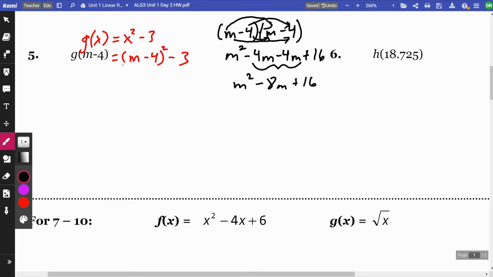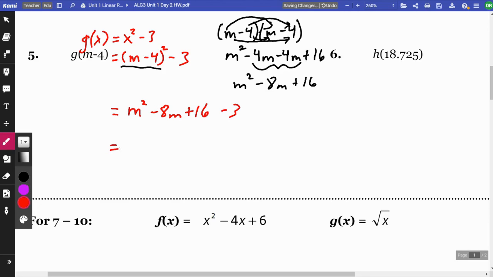That's what this whole chunk turned into, because we took it over here, messed with it, and figured out what it was. And it simplifies to be this trinomial. So bringing it back, we get m squared minus 8m plus 16. And we still have the minus 3 over there, so we can't forget about that either.